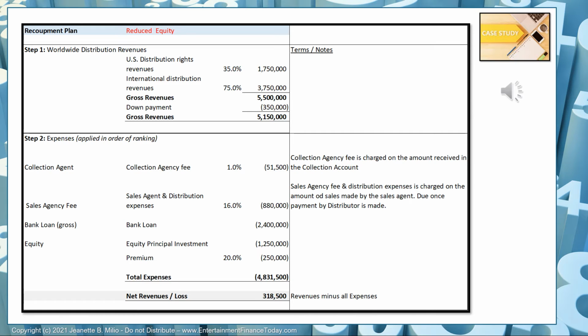But now we have some other things that we have to pay back. We have to pay back the bank loan that we received, which was $2.4 million. And of course, we have to pay back the equity of $1,250,000. And we have to pay the premium that is due on the equity of 20%. That is 20% of $1,250,000, which is $250,000. So all in all, if we look at the collection agent, the sales agent, the bank loan, and the equity and the premium, our expenses are $4,831,500. So now we turned the loss into a profit of $318,500.